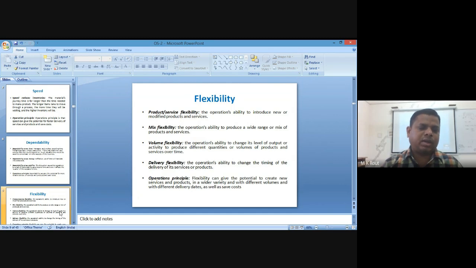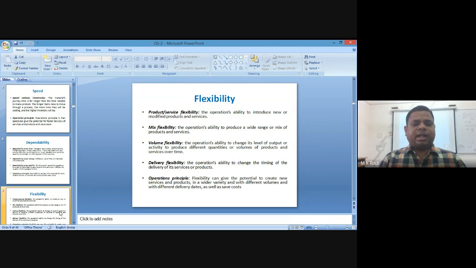Moving to the next part, that is volume flexibility. The operation's ability to change its level of output or activity to produce different quantities or different volumes of products or services over time. So depending upon the demand information arising from the customer's point of view, the operation manager or operation executive is responsible to change the level of output according to the demand information.